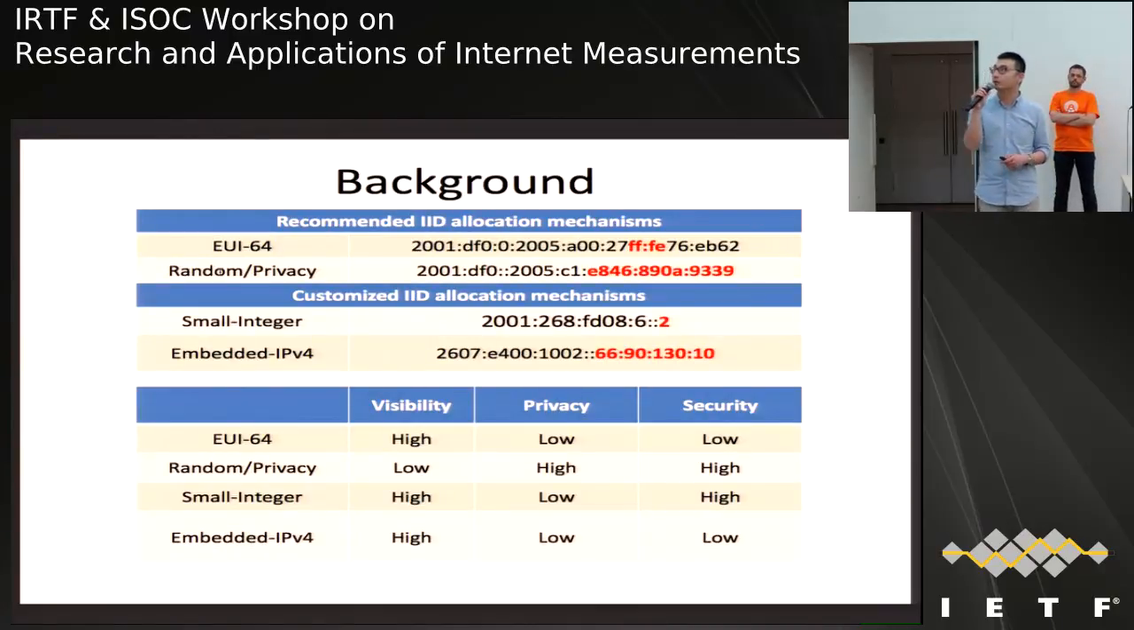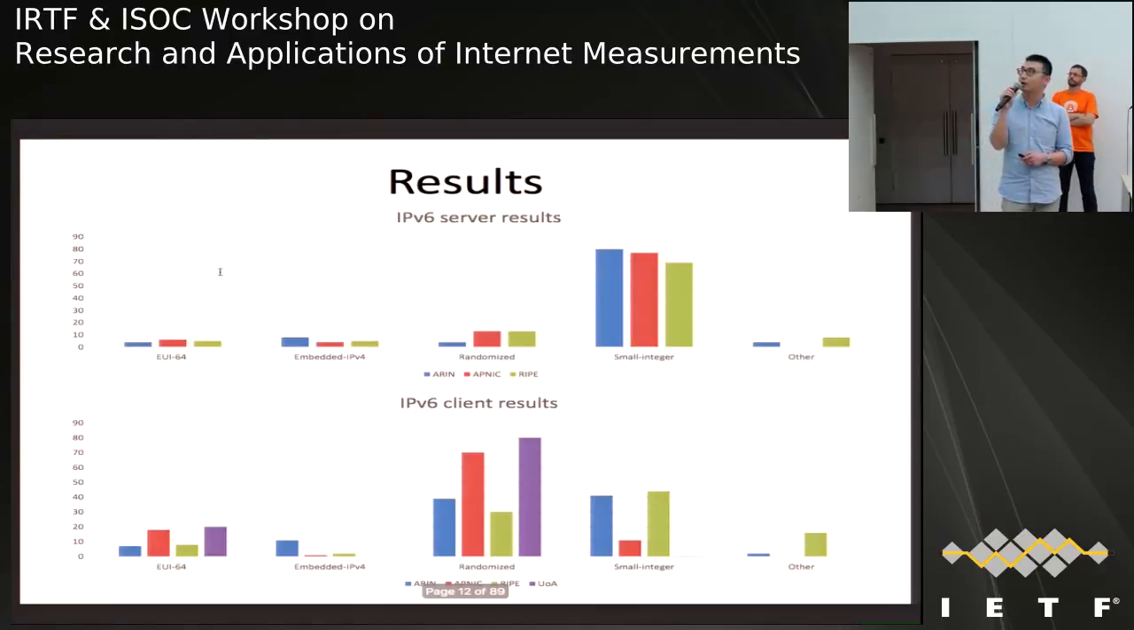So here's our result. On the server side, people like using small integers because they're easy to find. But on the client side, they like to use randomized values because it's quite secure.